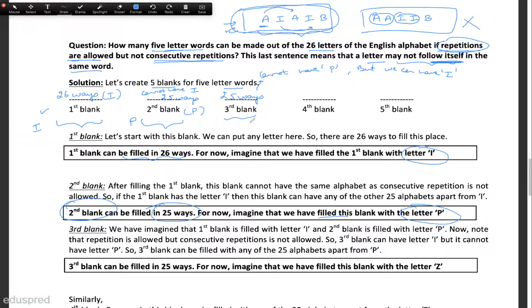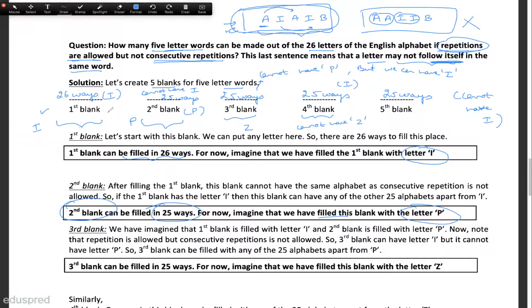Now similarly we can talk about the fourth blank and the fifth blank. Let's say in the third blank I'm writing Z. Now in the fourth blank we cannot have Z. We are allowed to have any other alphabet apart from Z, so we can have I also, we can have P also. So there are 25 ways. And let's say I write the letter I over here. Then how many ways are there to fill the fifth blank? 25 ways, because if in the fourth blank we are writing I, then in the fifth blank we cannot have I. We can have any of the other 25 alphabets.